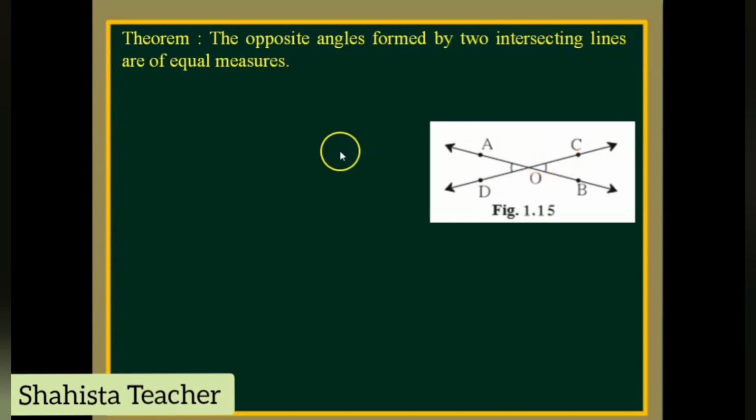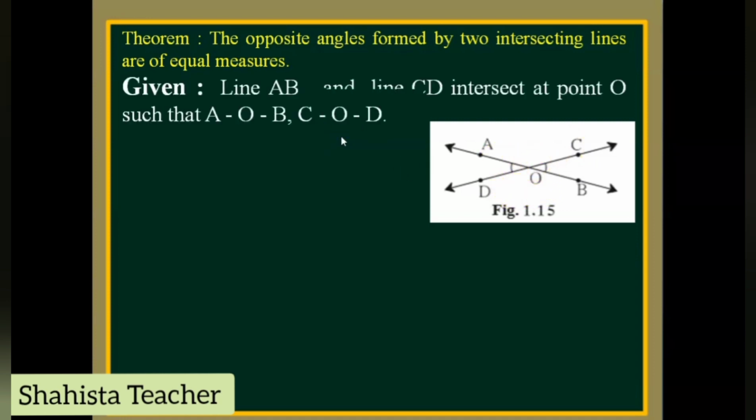First we will write the given: line AB and line CD intersect at point O. After writing the given, we will write what is to prove. To prove means what we are finding.